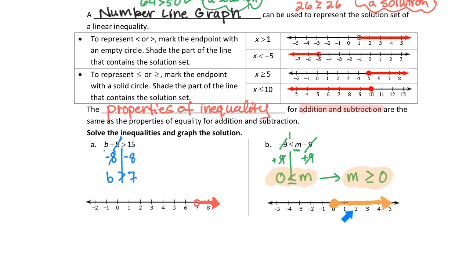On this inequality, let's substitute the number 2 because it's in our shaded area. 2 minus 9 is negative 7. Is negative 9 less than or equal to negative 7? It is. So this will show you all the possible solutions.